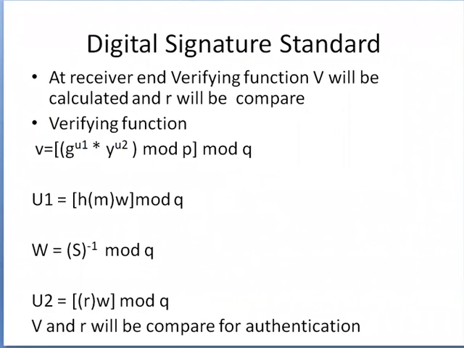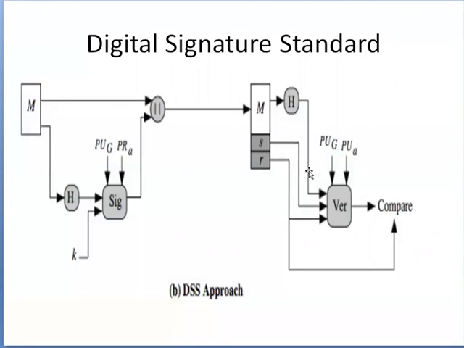At the receiver end, in the verification function, first it will calculate a value and then it will be compared with R. As we have seen in this particular diagram, the message implemented by the hash function, S and R are given to the verification function, along with the global public key and the public key which we calculated.